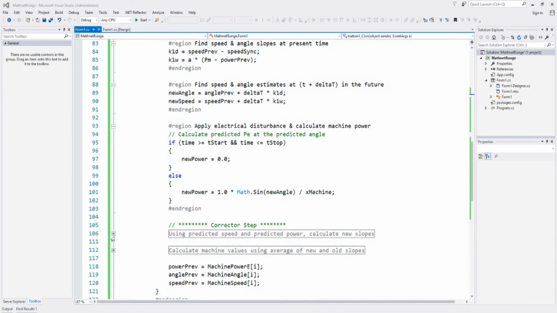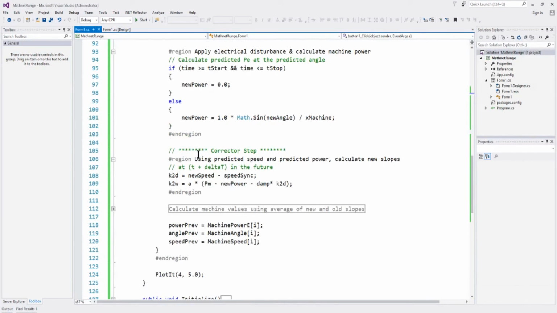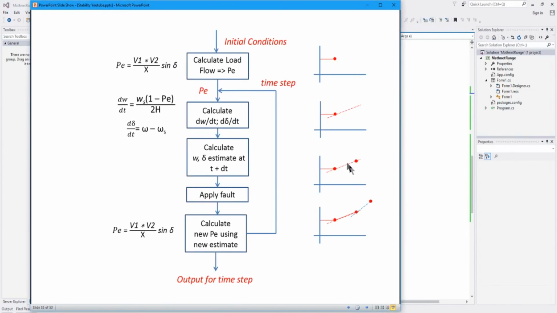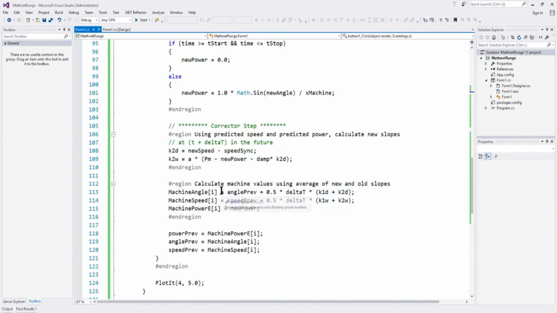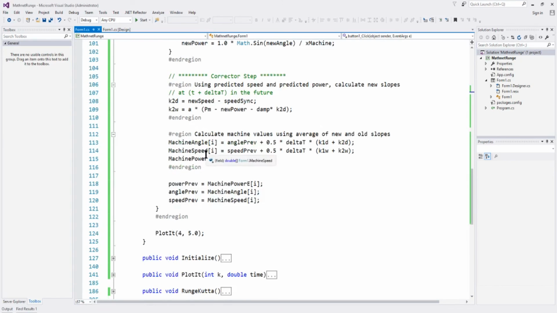Okay, so now that we've got the new calculation of power, we can go into what's called a corrector step. We use these predicted values of power and speed and calculate new slopes at the future point. So here we've got K2D, which is the rate of change of speed at this new point, the new speed minus synchronous speed. And the rate of change of speed is calculated using this new power. Here's where I put in this damping factor. You can ignore this, but it will allow you to have a damping factor. Basically, we're just going out to this new point at T plus delta T and coming up with the new slopes at that point. Using those slopes, we come out with new values of angle, speed, and power.